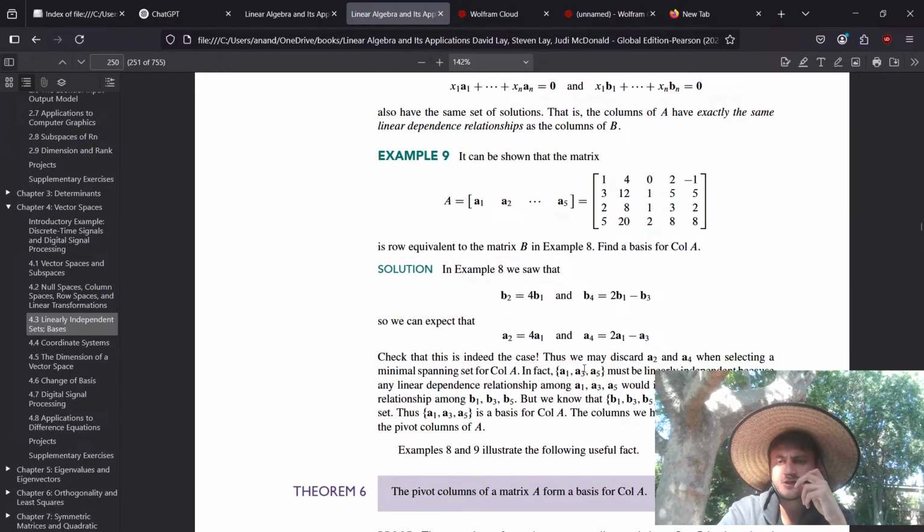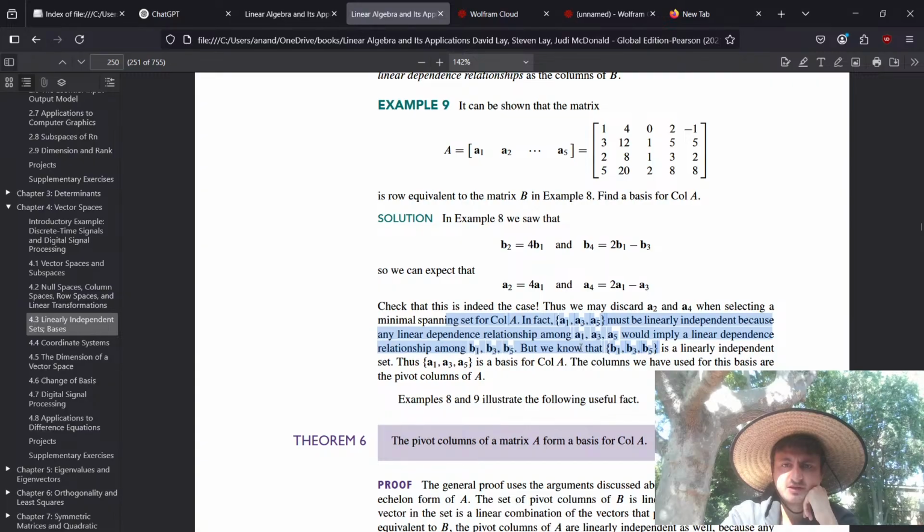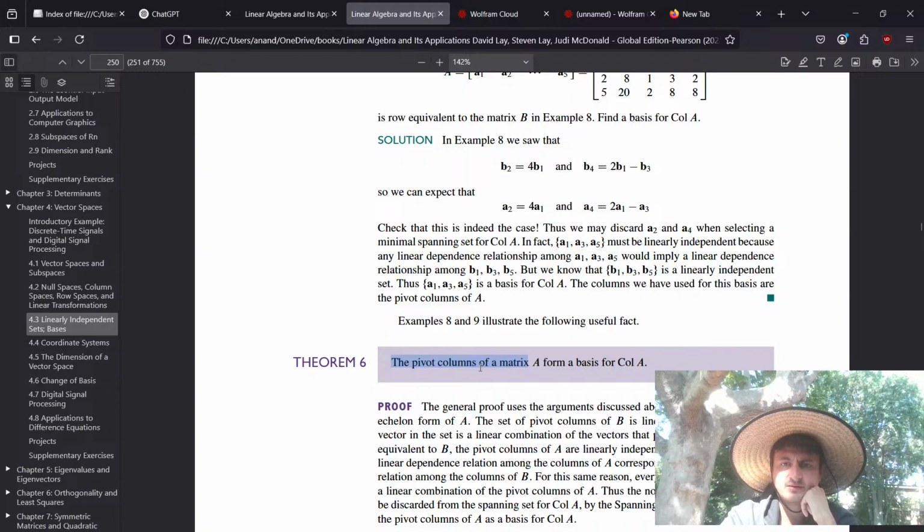Thus, we may discard A2 and A4 when selecting a minimal spanning set for Col A. In fact, A1, A3, A5 must be linearly independent because any dependence relationship among them would imply a linear dependence relationship among B1, B3, B5. But we know that B1, B3, B5 is a linearly independent set. Thus, A1, A3, A5 is a basis for Col A. The columns we have used for this basis are the pivot columns of A. The pivot columns of a matrix A form a basis for Col A.